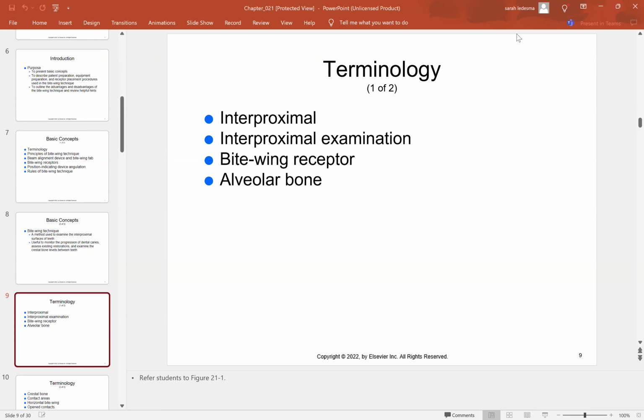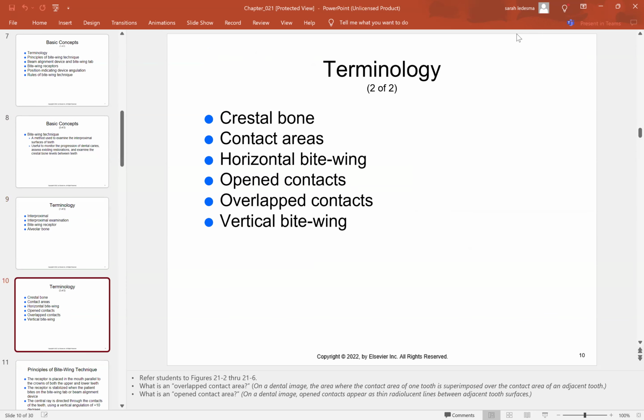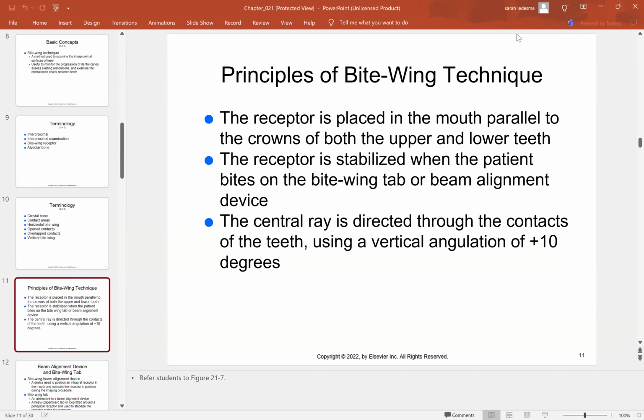Terminology includes interproximal examination, bite wing receptor, alveolar bone, crestal bone, contact areas, horizontal bite wing, opened contacts, overlapping contacts, and vertical bite wing.